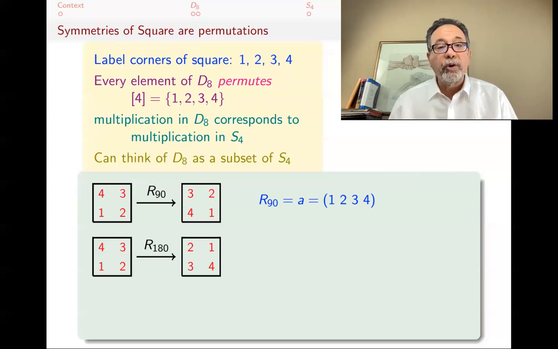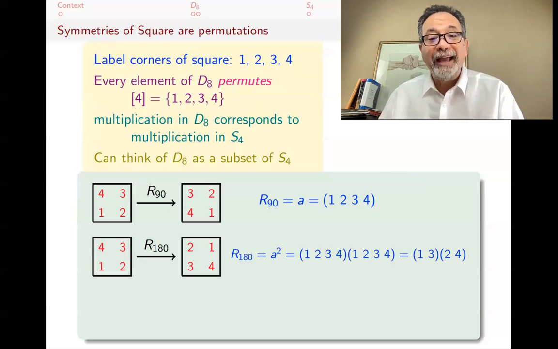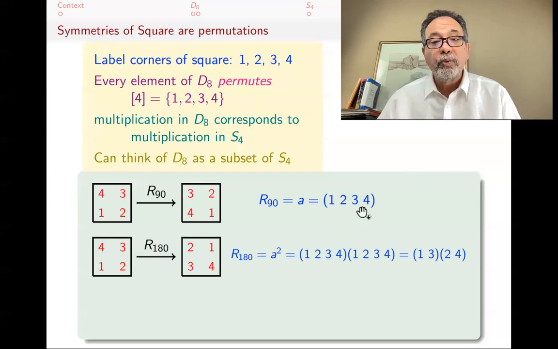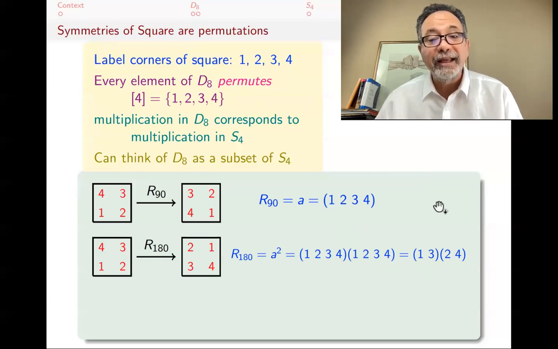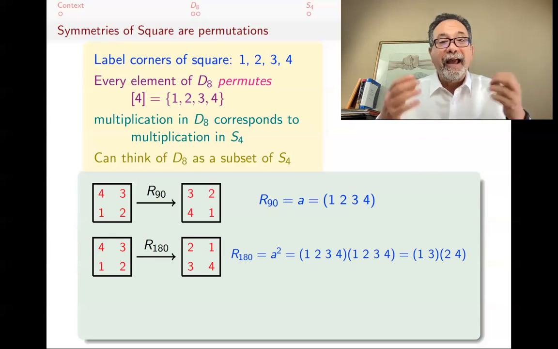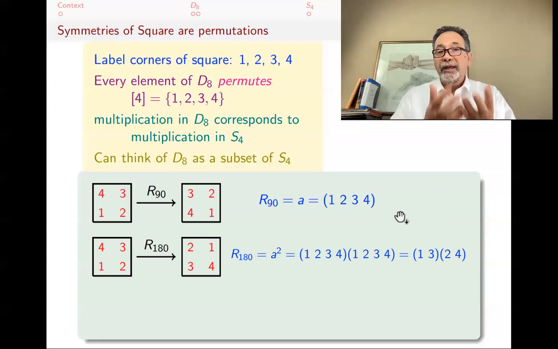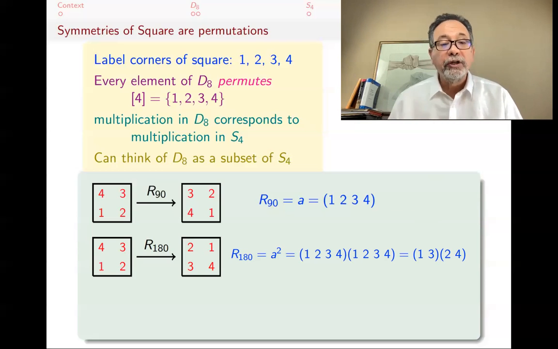Or you can think of R180 as A times A squared. If you think of it that way, and we already had that A was 1, 2, 3, 4, if you multiply those together, you get 1, 3, 2, 4 again. And the reason is this: both times doing the same thing. We are repeating A, and A is the permutation 1, 2, 3, 4. If you do it twice, that's the same as multiplying 1, 2, 3, 4 by itself. This is what I meant by saying that the multiplication in D8 and the one in S4 do correspond.